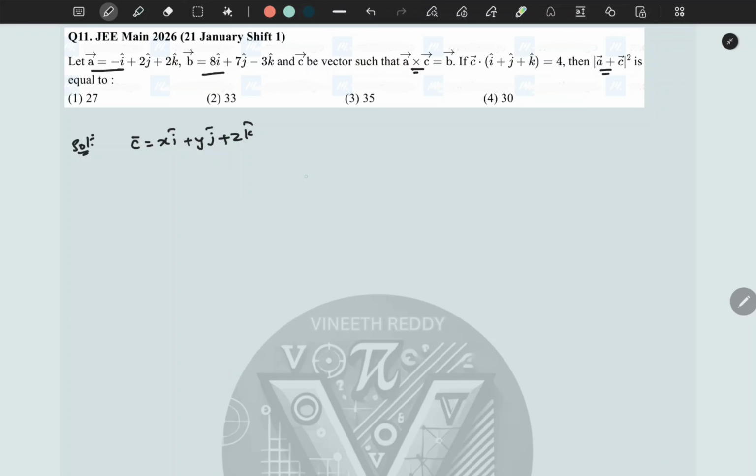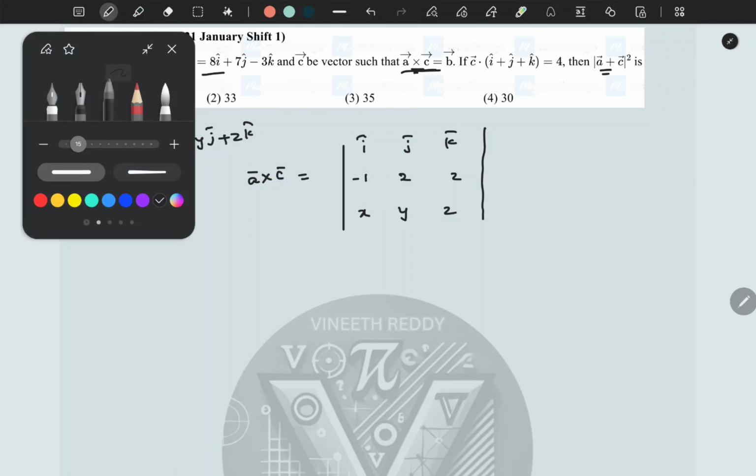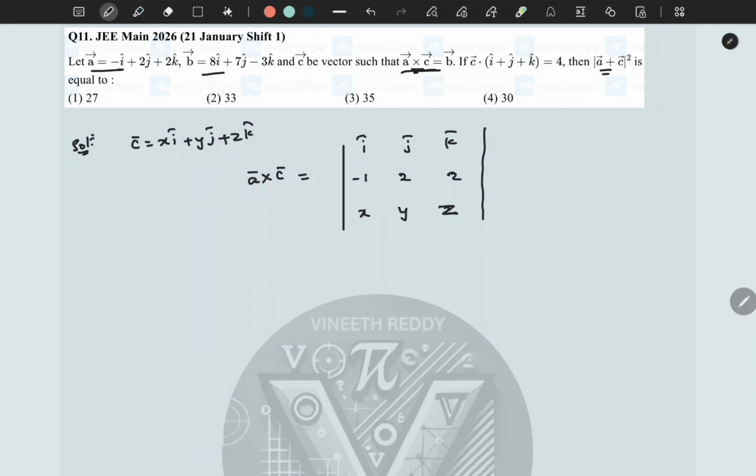Correct. So what will A cross C be? So A cross C is B, right? So how do we find A cross C? Yes, students. i, j, k. In the second row we'll write minus 1, 2, 2, and in the third row we'll write x, y, z.